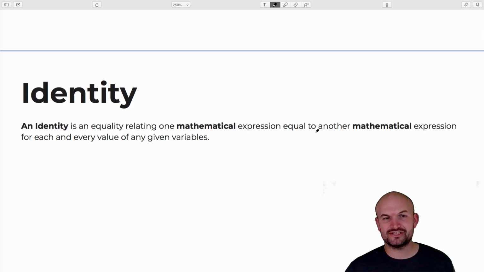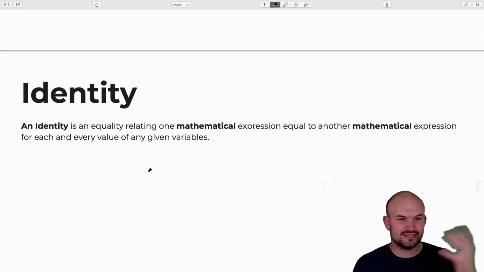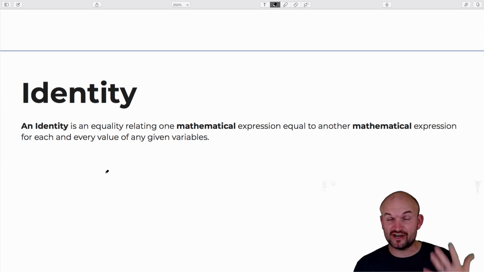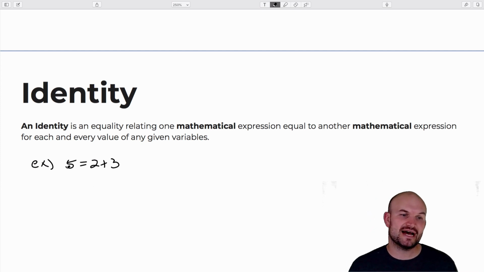So to get into the idea of an identity, basically all an identity is, is an equality relating one mathematical expression to another, and that's going to be equal for all the variables. Just to recap, you should be very familiar with identities at this stage. For instance, if I gave my students 5 equals 2 plus 3, that is a mathematical identity. The left side is equal to the right side.